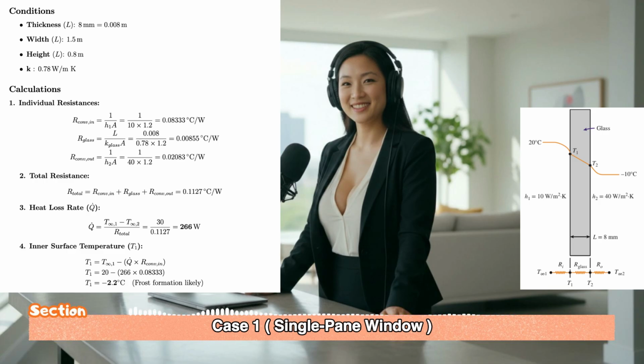It's the air film. So if we sum these up, the total resistance for the single pane is 0.1127. That gives us a heat loss rate, Q dot, of 30 degrees divided by that resistance, which is 266 watts through one small window. 266 watts is a significant continuous heat loss. But the real problem isn't just the energy bill. It's the impact on human comfort.